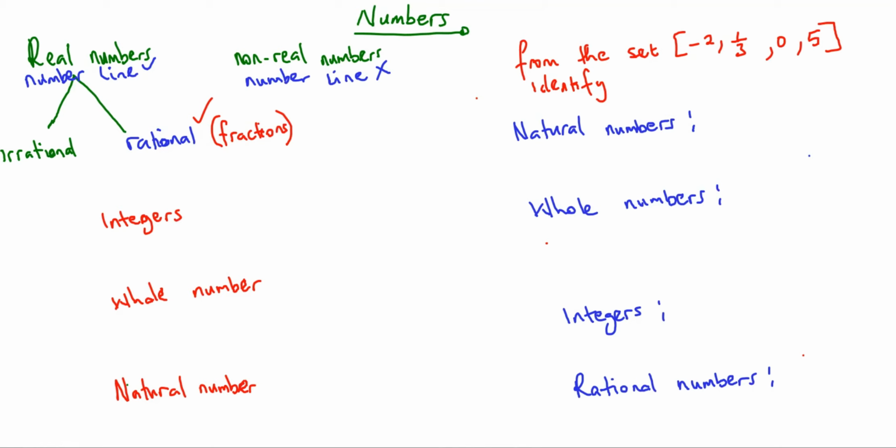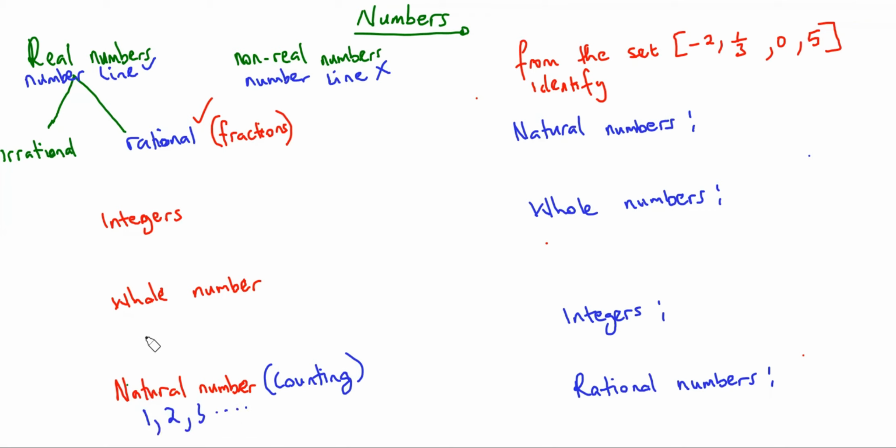Now let's start with the bottom one. What are natural numbers? Natural numbers are counting numbers. When you're counting, you always start from 1. So our natural numbers are 1, 2, going up.